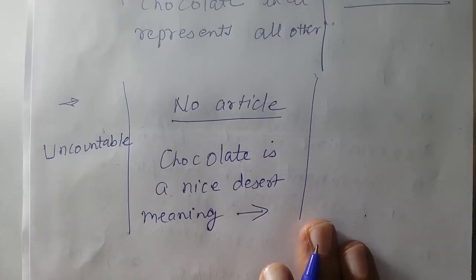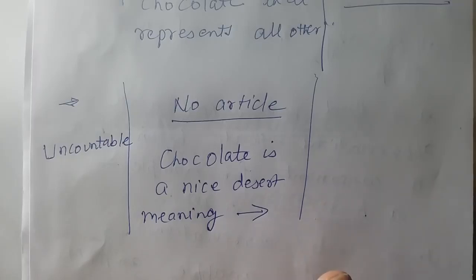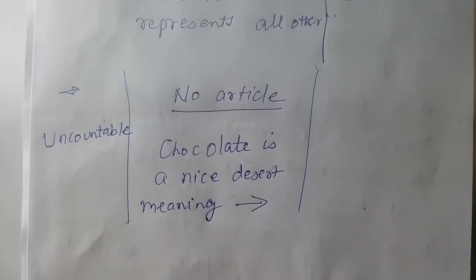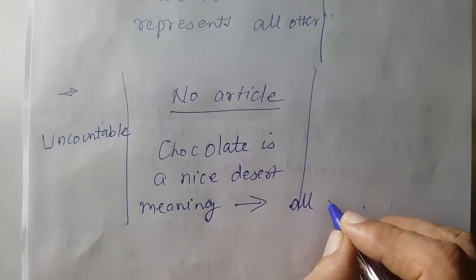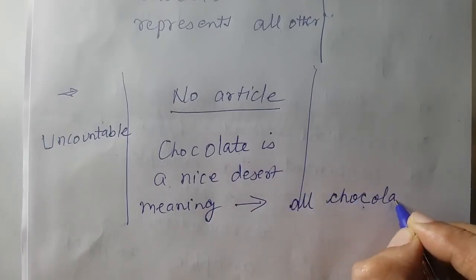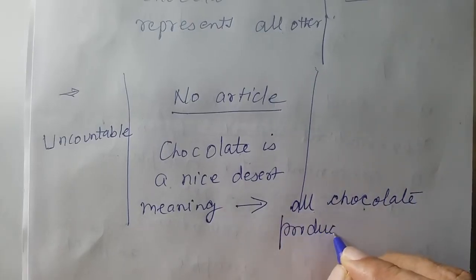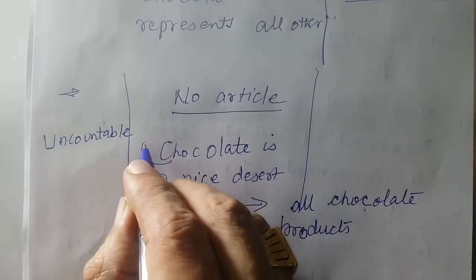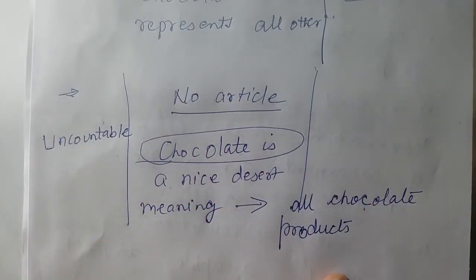If you comment on this thing, then I will produce, I don't want to say everything, but I will try to make videos on the technical issues of English language. If you say, right, meaning all chocolate products, because it is representing, what is the definition? Whole group. We have given the definition of generic noun, right? This is the definition of generic noun.